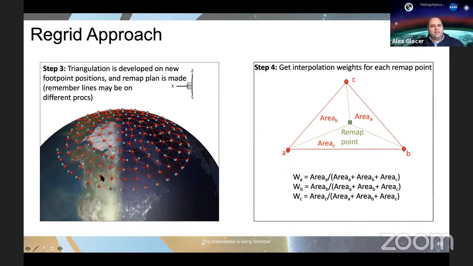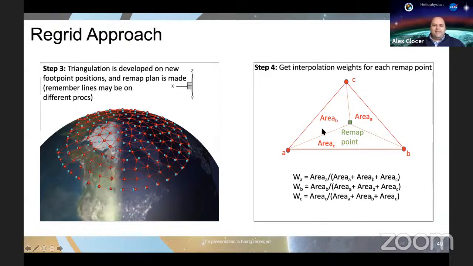So to do that, we develop a triangulation on the surface of the sphere based on the moved points. And so now I can choose any one of my remap grids and I can identify which triangle I am in, and I can try and interpolate back to my remap point. Now it's a little bit complicated because the field lines can be on different processors, and so you have to make a remap plan. You have to figure out, can I remap this point? And if I can, how do I do this while minimizing the communication between different processors?